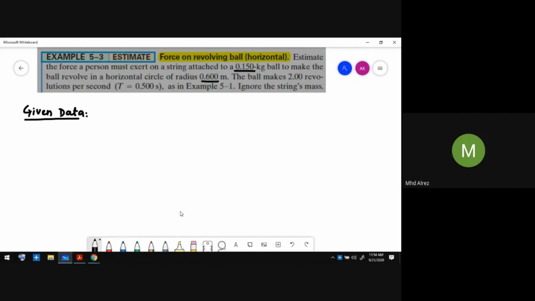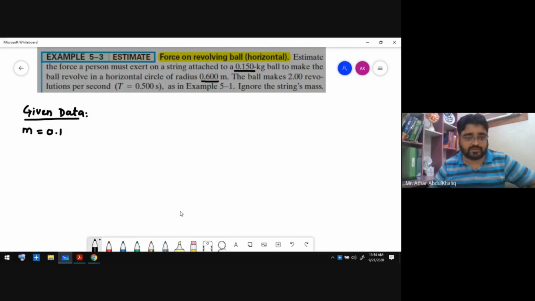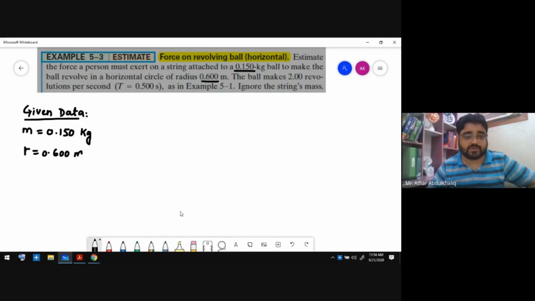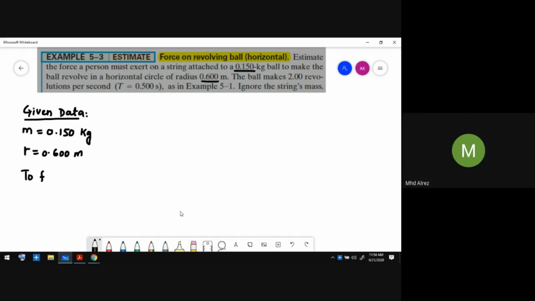First, the mass is 0.150 kilogram. It has the specific unit, so I don't need to change it. And the radius is 0.600 meters. So I have radius, I have mass. Now what do I need? Estimate the force. The ball makes two revolutions per second. Okay, we will write it if we require.